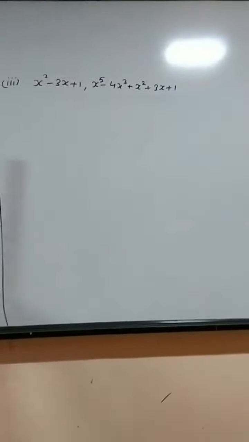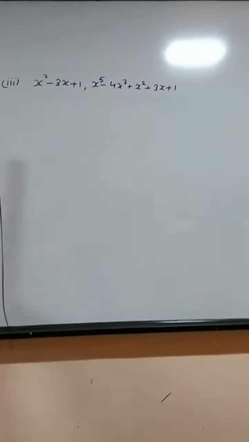X square is given. You want x raised to 5. Multiply by x cube. X cube into x square is x raised to 5. X cube into 3x is 3x raised to 4. X cube into 1 is x cube. Minus plus minus. Cancel. 0x4 plus 3x4 is 3x4. Minus 4 minus 1 is minus 5x cube plus x square.